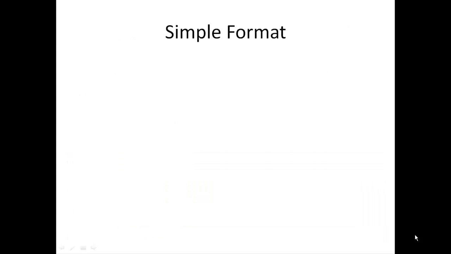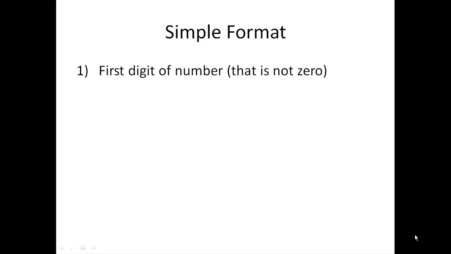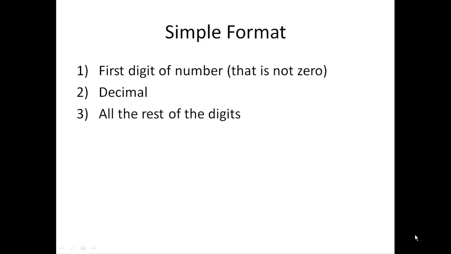Simple format. So the scientists came up with a simple format called scientific notation. Big number, simple format. And the simple format starts with one digit, the first digit of a number that is not zero. If you have 0, 0, 0, 2, 3, 1, you skip all those zeros. And then the decimal, and it's followed by all the rest of the digits.